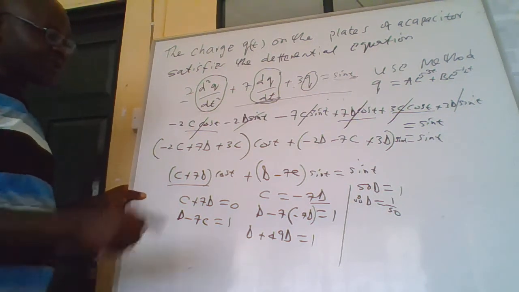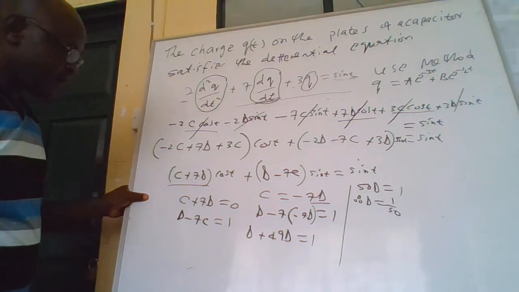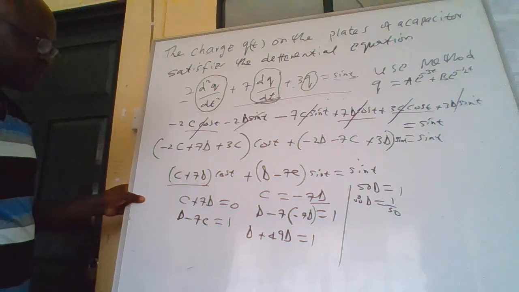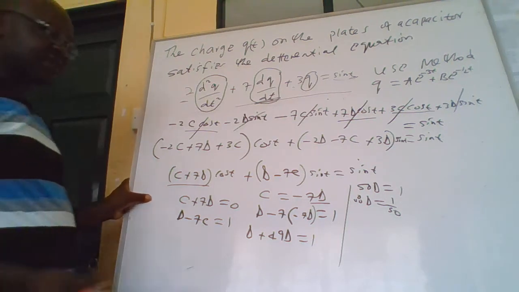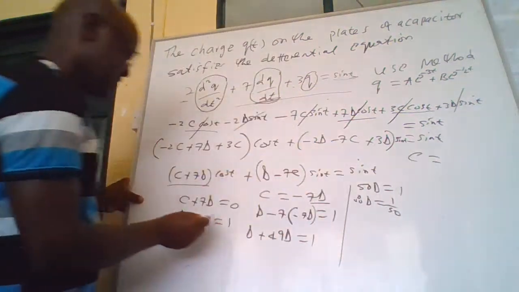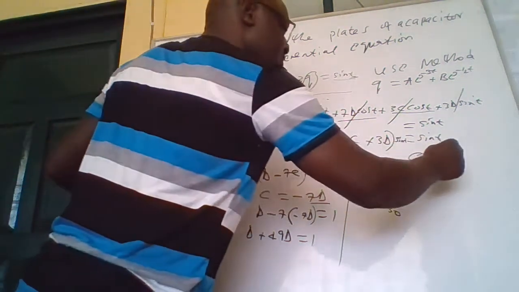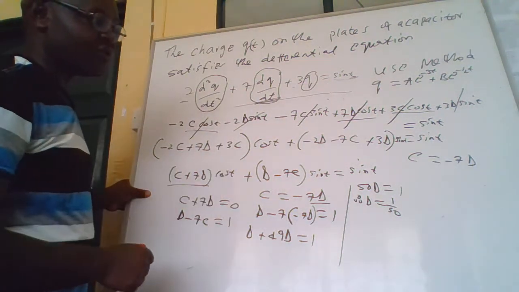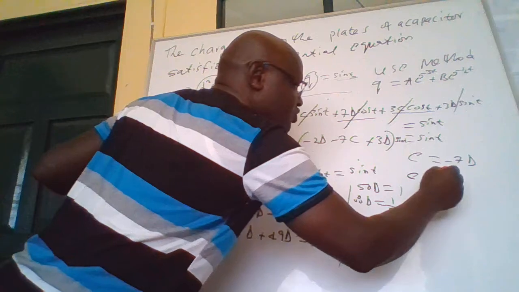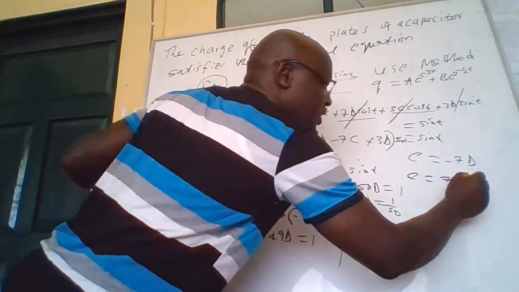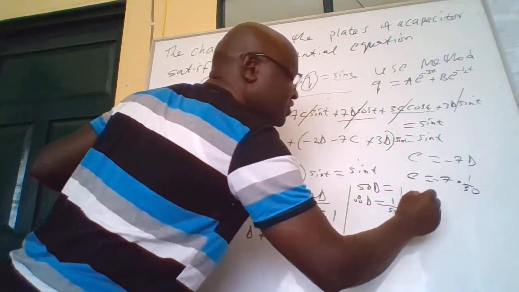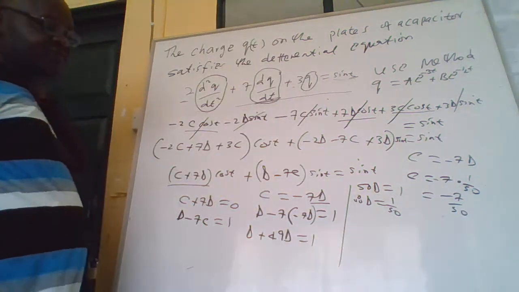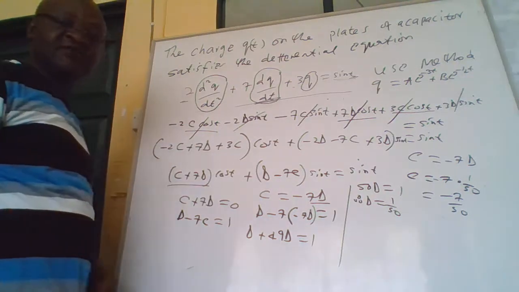Now, after we have gotten the value of D, we can also get the value of C. Remember, we have said that C is given by, from this equation, minus 7D, and then we have the value of D. So C equals minus 7 times 1 all over 50, which equals minus 7 all over 50. So that is the value of C.